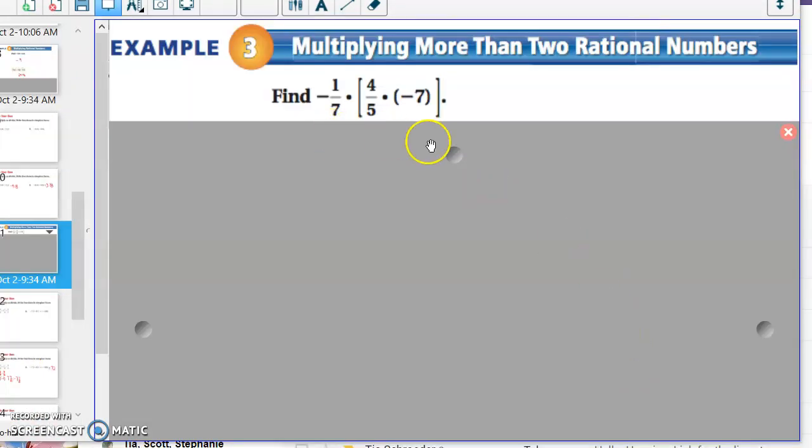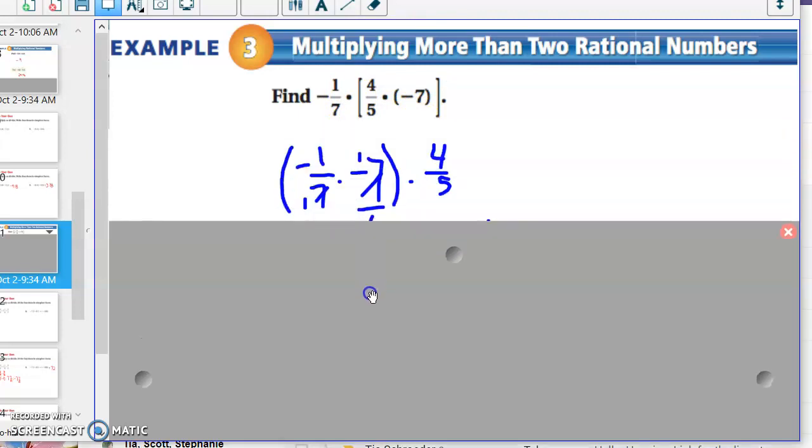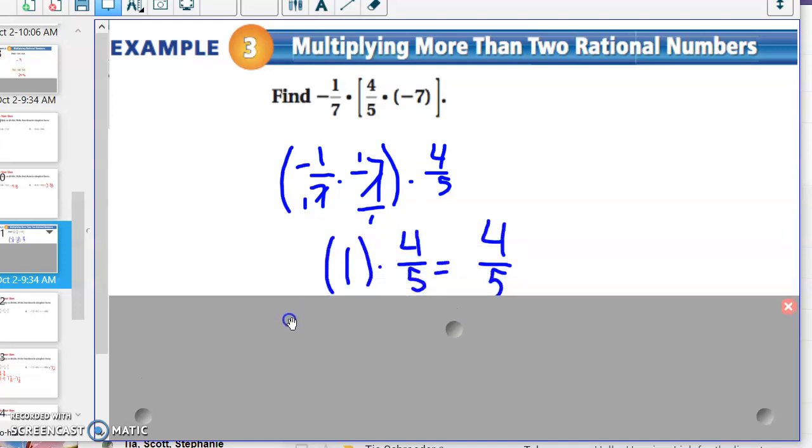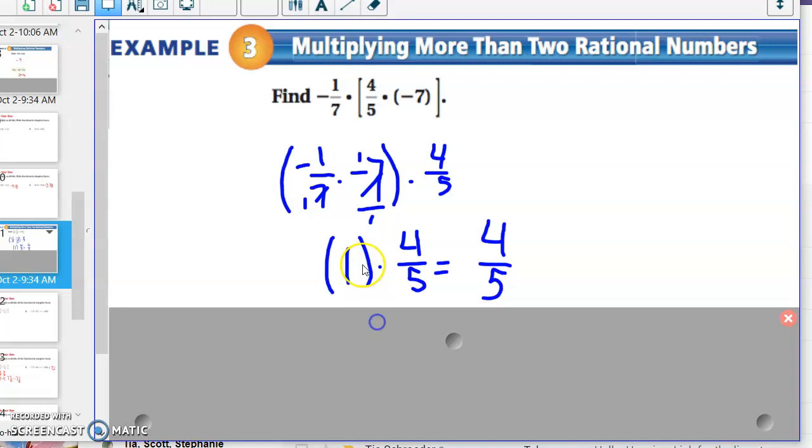Next example, you'll see I'll be multiplying more than 2 rational numbers. One thing that I recognize in this problem is that I can use the commutative property and associative property to rearrange numbers that work well with each other. So I decided to move negative 1/7 times negative 7 and answer that part first. Negative 1/7 times negative 7 simplifies to just give me 1. So then I'm just left with 1 times 4/5, which gives me my positive answer of 4/5.